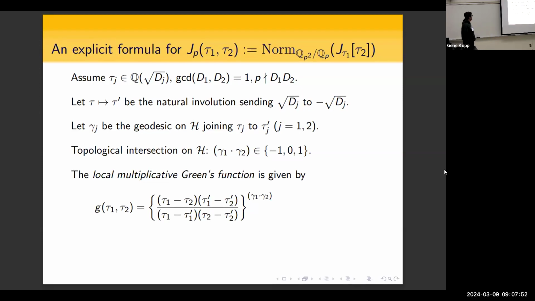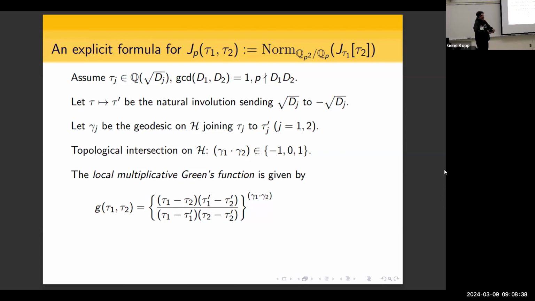And now you can associate to a pair of real quadratic numbers a quantity which we think of as a local Green's function. The interesting feature of this formula, it's a very simple formula, is that it mixes together both p-adic and Archimedean information. So what we do is we take in the numerator the difference tau 1 minus tau 2, and then we take the norm. So we multiply by the conjugate tau 1 prime minus tau 2 prime. We divide by this quantity in the denominator, which is not very important. It's essentially some multiple of the discriminants of the two fields. And we think of this quantity as a p-adic number. It actually belongs to the middle quadratic field, the quadratic field Q(sqrt(d1 d2)).